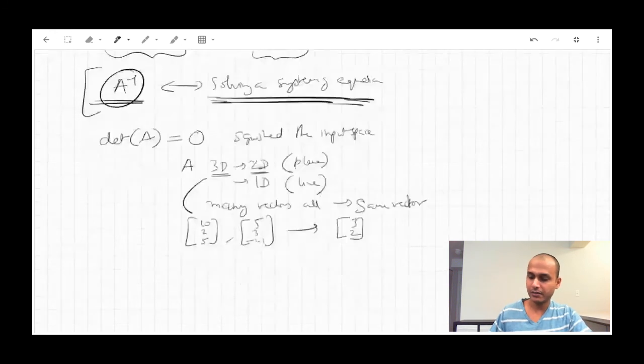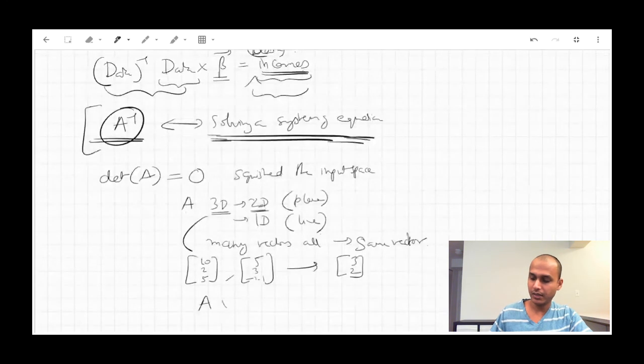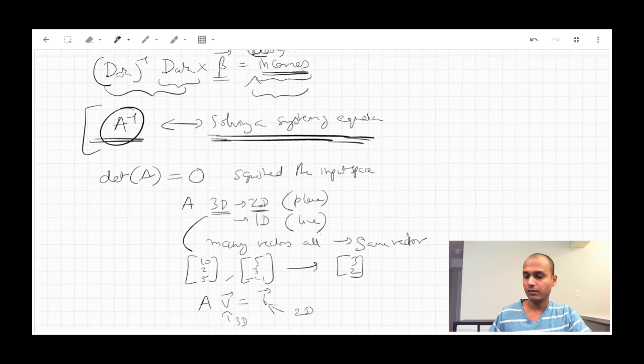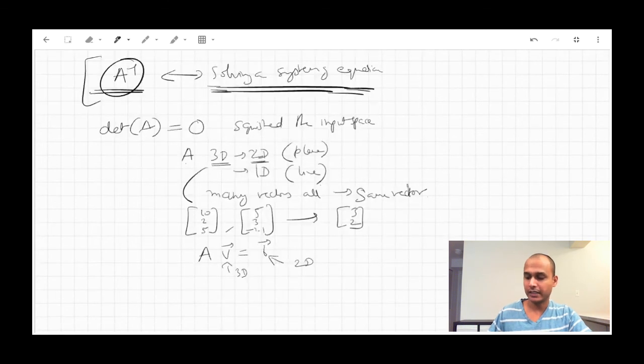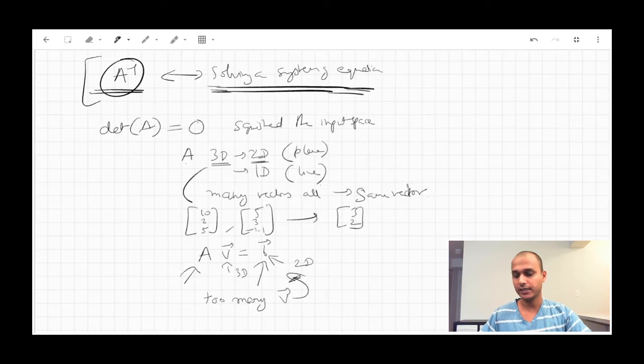So if A is a transformation which does that, then we know that A times V is equal to B. This B vector will be in 2 dimensions and the V vector is in 3 dimensions. Then it's not possible for you to find a single V given A and B, right? So you can't solve the system of equations because there are too many V's that fit this system of equations. Okay, so there is this ambiguity if the determinant of A is equal to 0. So that's the importance of the determinant.